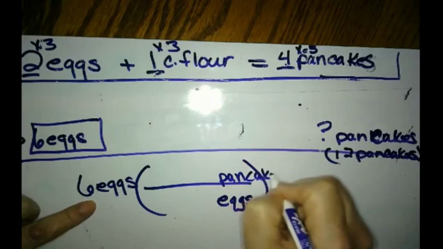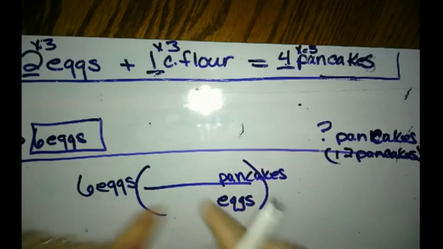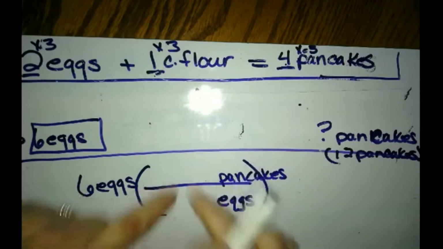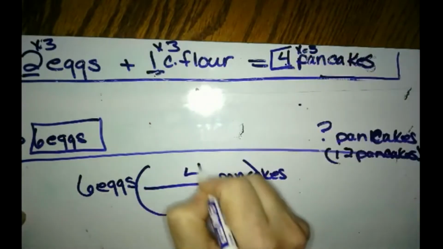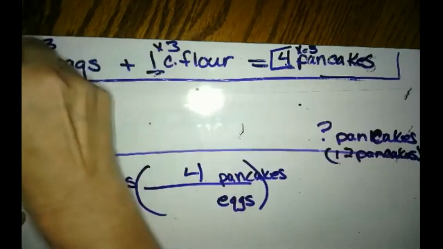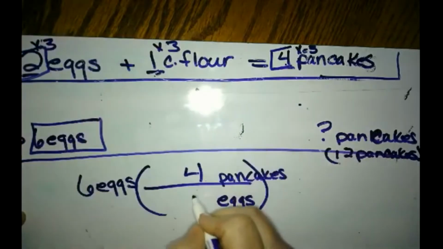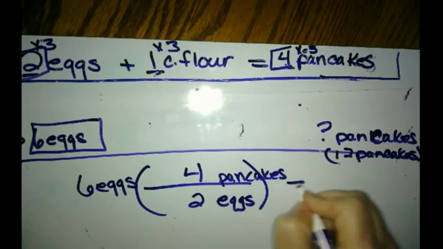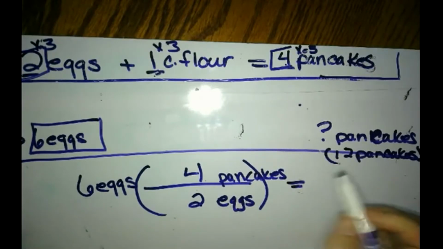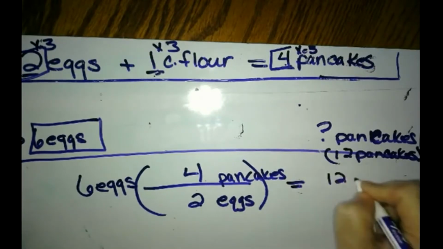Pancakes. And here's where the mole ratio comes in. What is true between pancakes and eggs? I have to look at my recipe. For every 4 pancakes, I have 2 eggs. Okay, and then if you put that in your calculator, that will give you 12 pancakes.